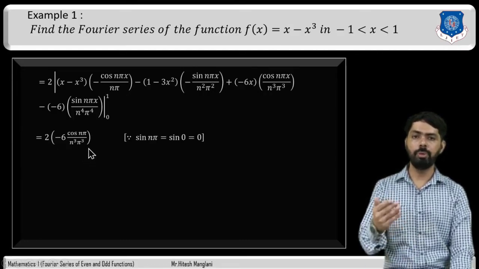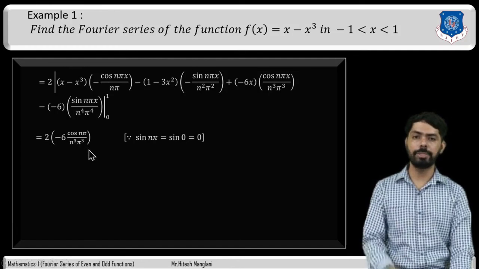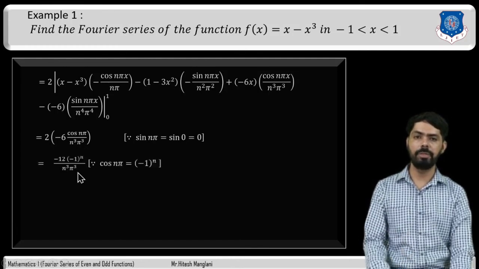Now here we know that value of cos n pi is minus 1 raised to n. So final answer will be minus 12 into minus 1 raised to n divided by n cube pi cube. So this is the answer of B.